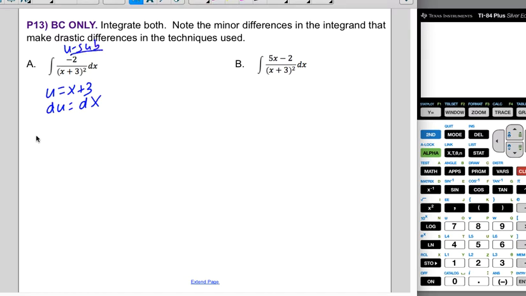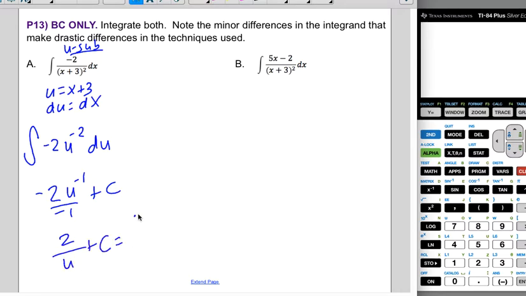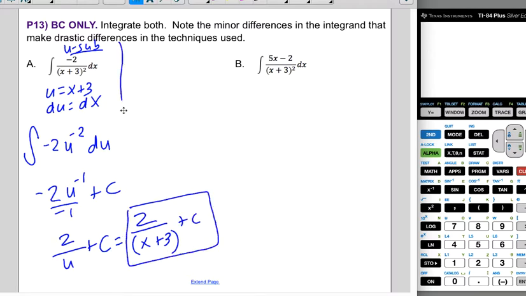Because what's going to happen is I'm going to get that this is the integral of a -2 u to the -2nd du, right? So I up the power by 1 and divide by the new power. So I'm just going to get that this is 2 over u plus c, which means we're going to get 2 over x plus 3, all plus a c. Great, simple u sub. The other one is probably partial fractions, right?